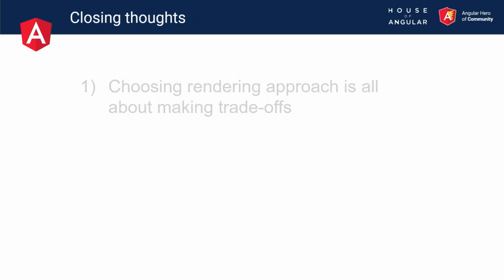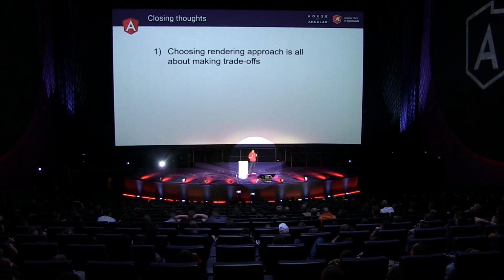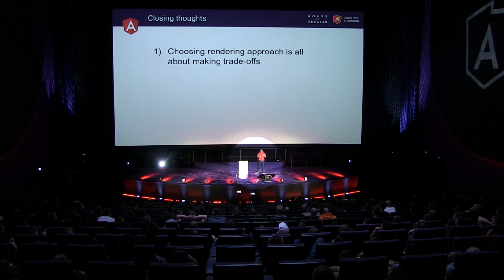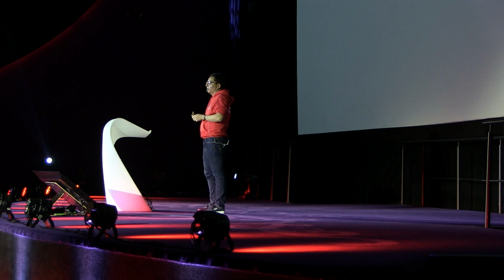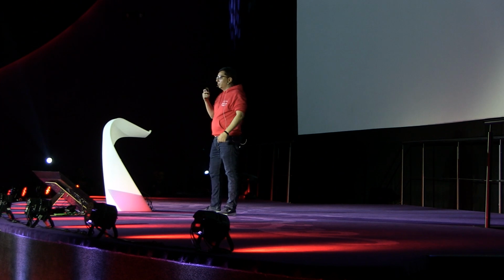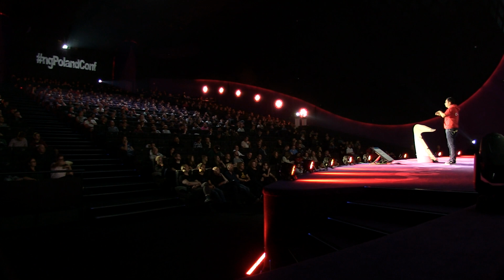And essentially, there are closing thoughts that I think are important when it comes to this topic. The number one closing point is that choosing rendering is all about making trade-offs. Everything has pros and cons, and you have to figure out how to get the best out of the things that you need for your business need with the least cost that you traded off. The second point is that you can always mix things up. Mixing things up makes a solution more complex, but you can cover different parts of your application with different rendering approaches.